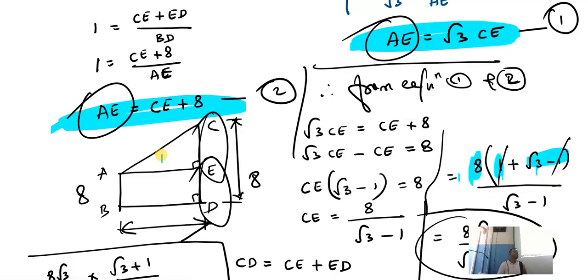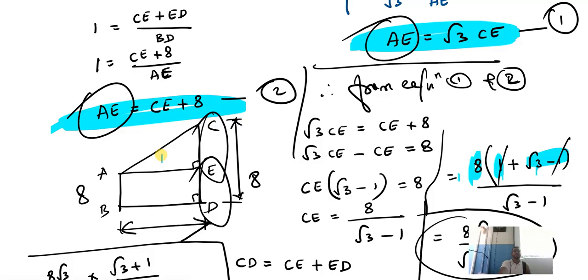AE is equal to root 3 CE. Which shall we go with, 1 or 2? How many of you say 1? How many of you say 2? We can go with any one, your wish. From both we get AE. AE is nothing but BD. BD and AE both are equal. Shall we go with 2 only?